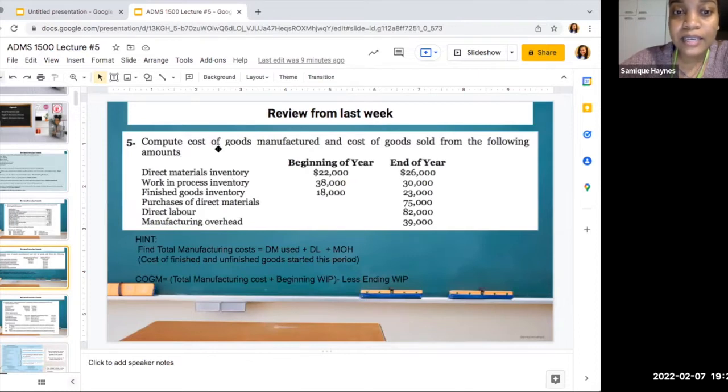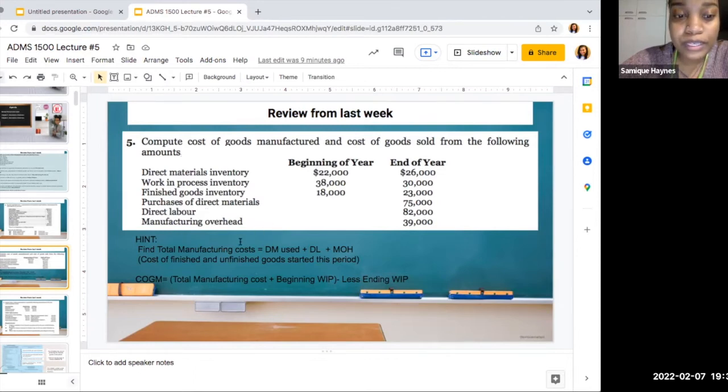It's asking us to compute the cost of goods manufactured and the cost of goods sold from the following amounts. Okay, so we have direct materials beginning and ending inventory, work in process inventory beginning and ending, finished goods inventory beginning and ending, purchases of direct materials, direct labor, and manufacturing overhead.